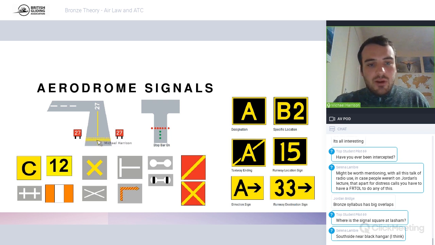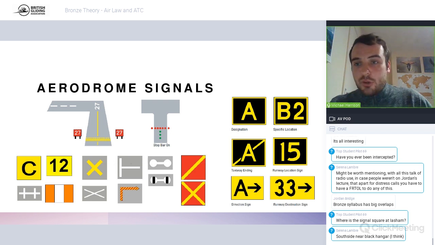If you are on the side of the hold bars where you have the solid lines in front of you, you cannot cross those generally without a clearance. If you're on the side where you have the dashed lines in front of you, you can feel free to cross over, which makes sense, because if you're going that way, you're entering the runway, and if you go that way, you're exiting the runway.